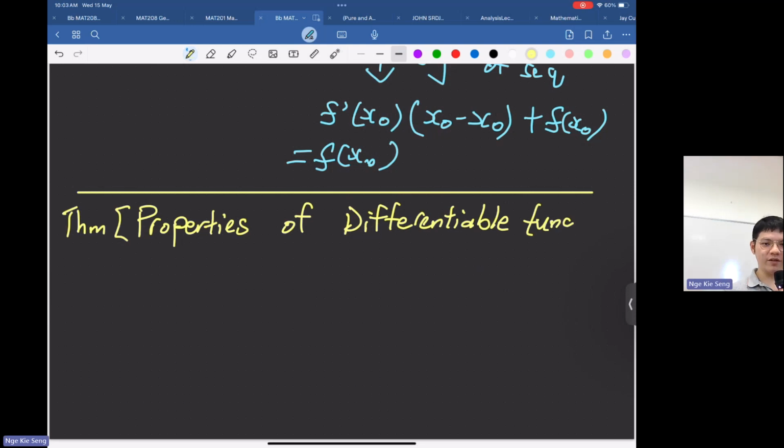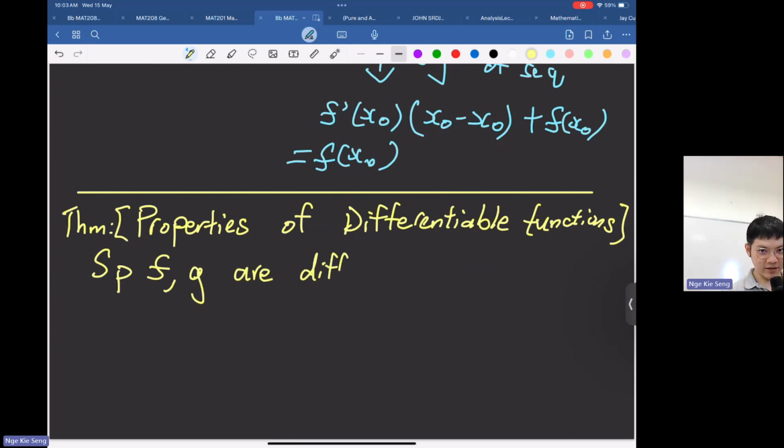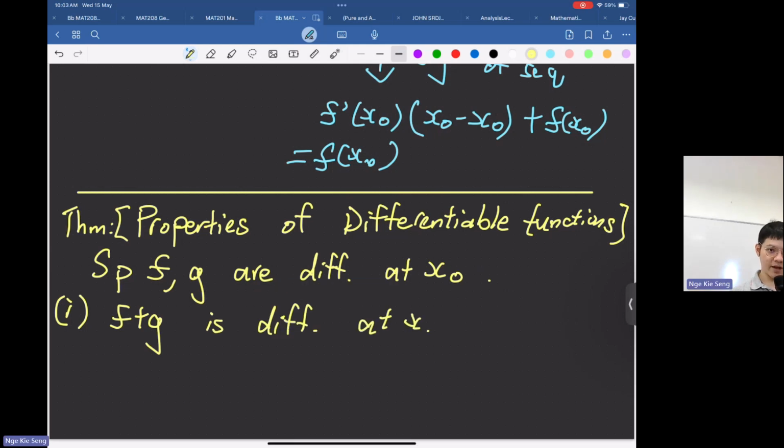Suppose we have two differentiable functions. What can you do? We come across this kind of operation again. Suppose f and g are differentiable at x_0. What can we do? Two things. Yes, we use the limit law. We can sum them to prove that f plus g is also differentiable at x_0, and then f minus g is differentiable.